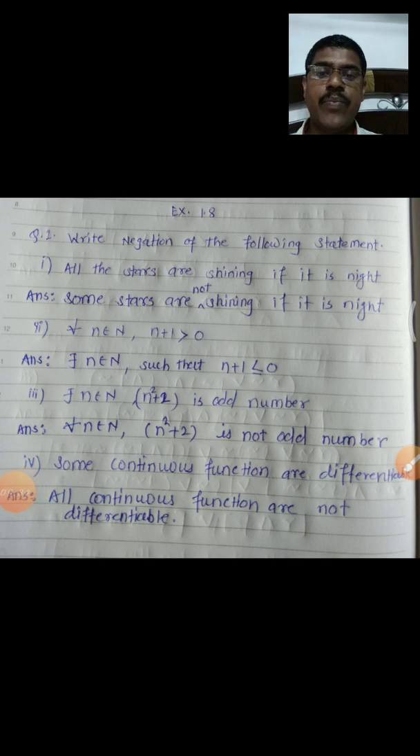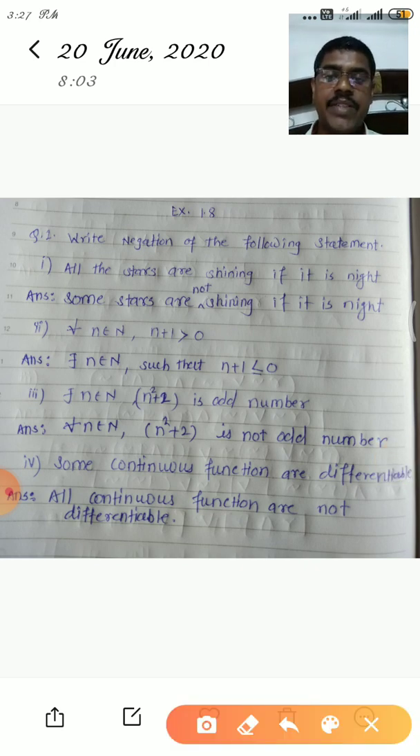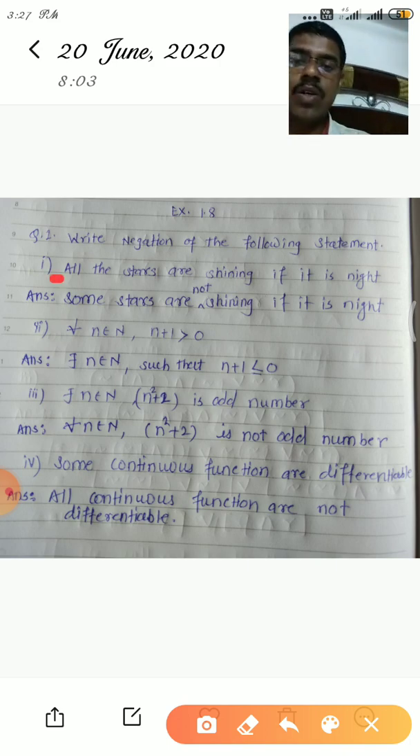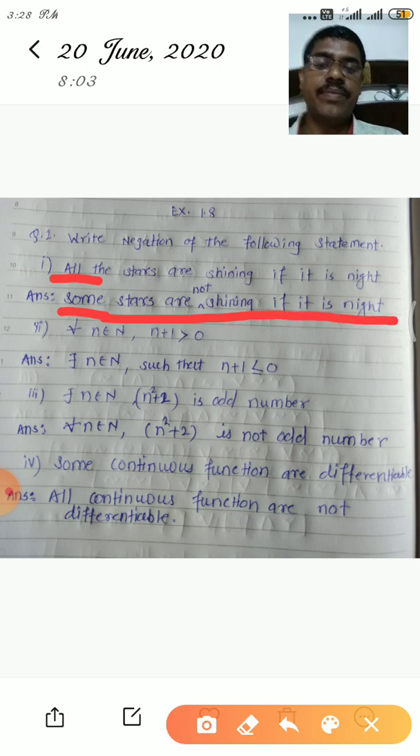See exercise 1.8, question 1. Write the negation of the following statements. First, all the stars are shining if it is night. You know the negation of a quantified statement: we replace "all" by "some". That means the answer is: some stars are not shining if it is night. That means the negation of "all the stars are shining if it is night" is "some stars are not shining if it is night".